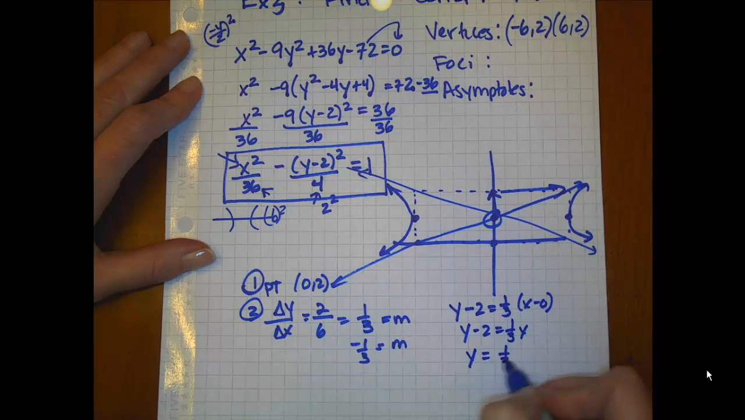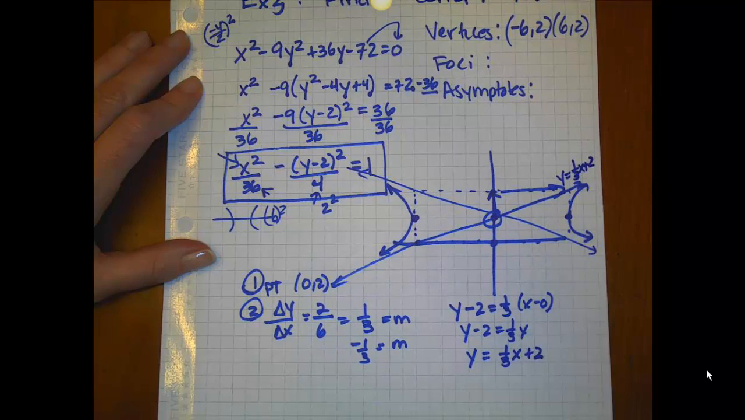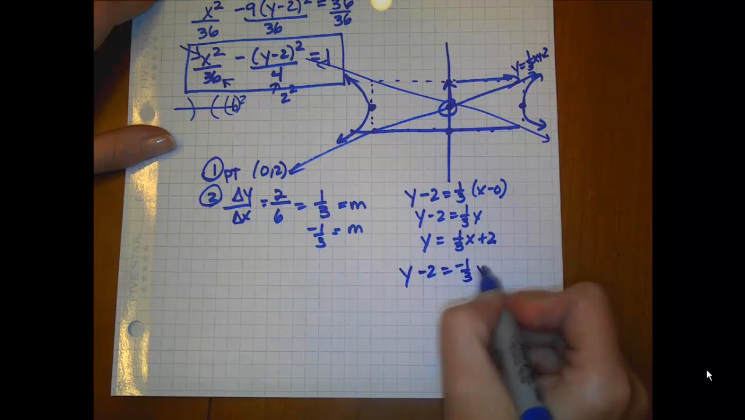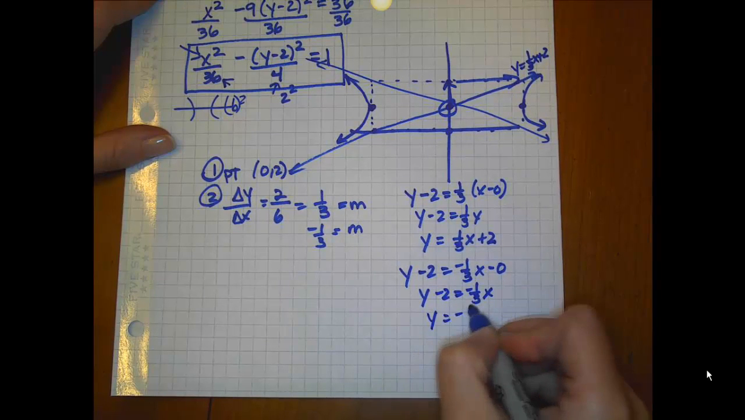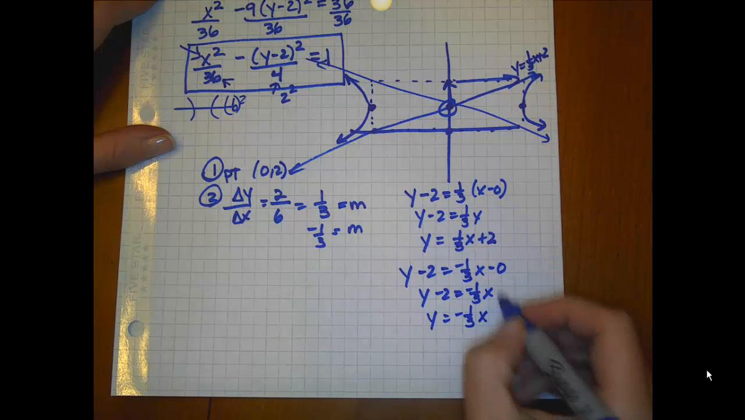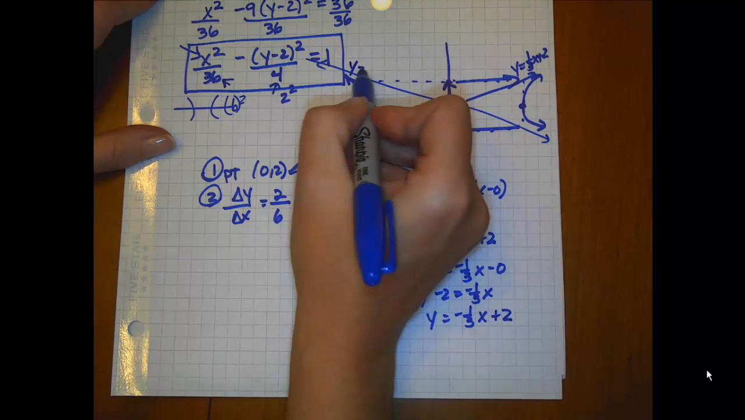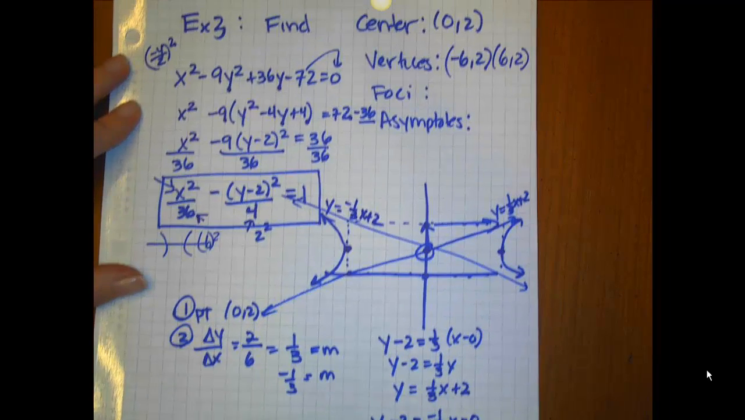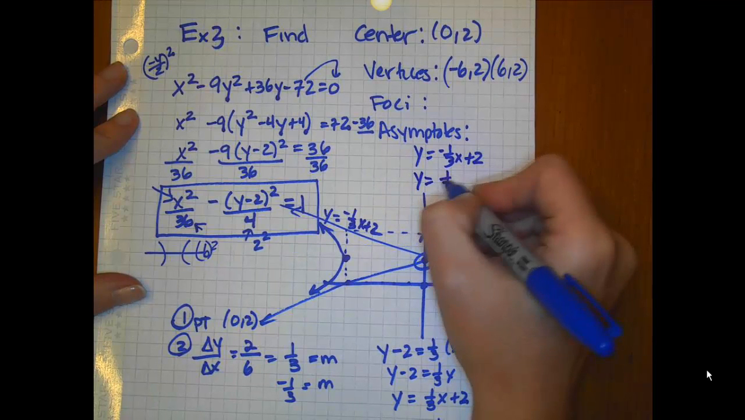So one of my asymptotes is y equals 1/3 x plus 2, and that would represent that asymptote. And then my other asymptote would be y minus 2 equals negative 1/3 x minus 0. So y minus 2 is equal to negative 1/3 x. So y is equal to negative 1/3 x plus 2. And that would represent this line. Okay. So my asymptotes are y equals negative 1/3 x plus 2 and y equals positive 1/3 x plus 2.